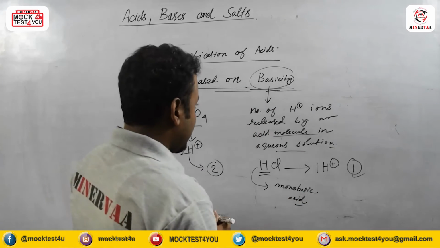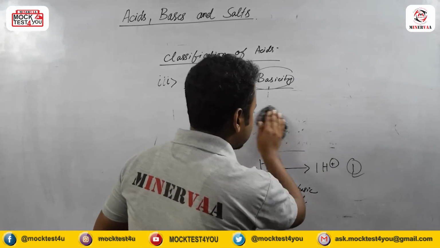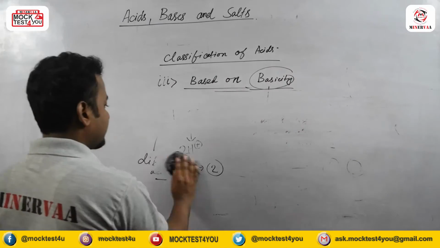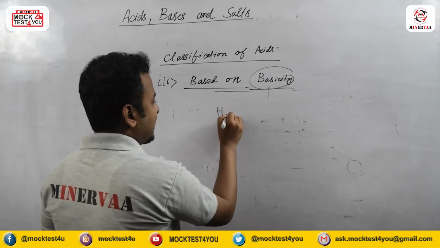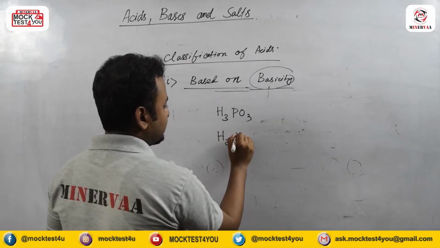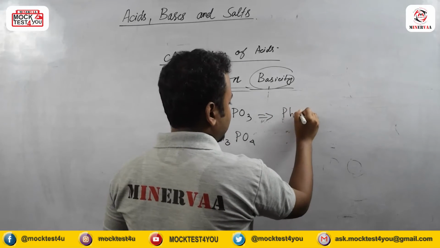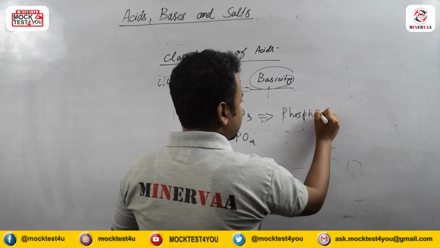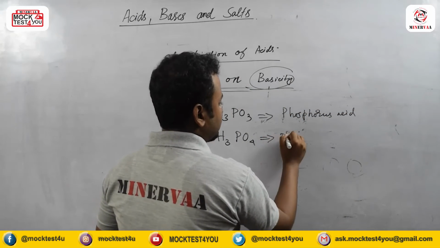So how will we do that? For example, we'll take the example of 2 acids. One is phosphorus acid, H3PO3, and one is phosphoric acid, H3PO4. This is phosphorus acid and this is phosphoric acid.